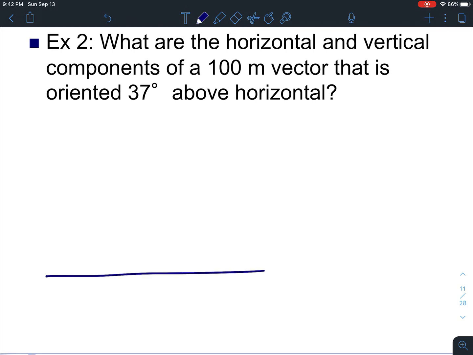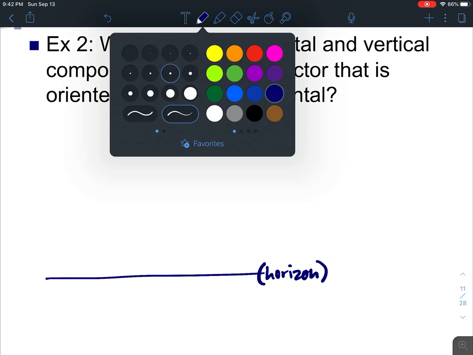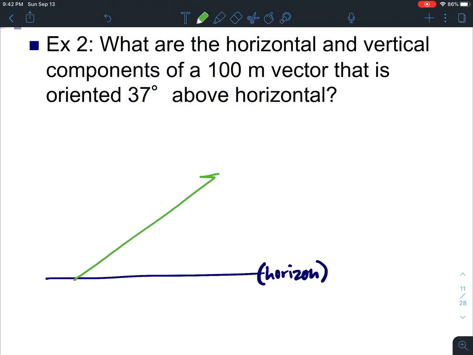So that's a weird wording, right? So what you can do is give yourself a horizon or just a horizontal line. Okay, and then you're just going to eyeball 37 degrees above that. So here's where my 37 degrees is.